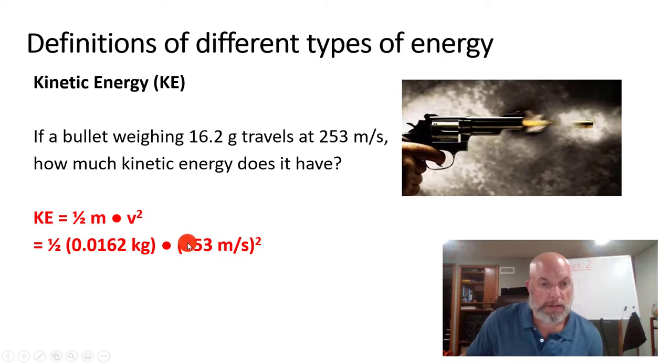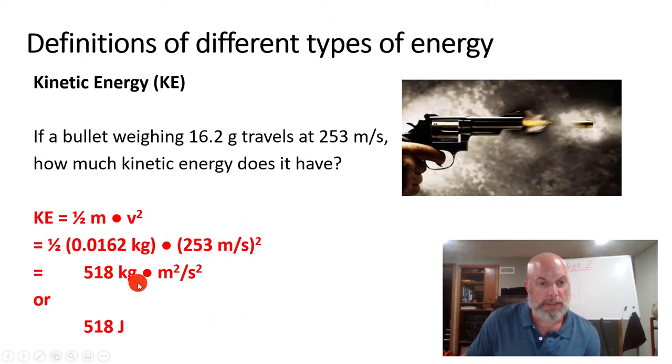And so you're squaring this number because we're putting it into joules. Don't worry about squaring the units. It comes out to be kilogram meter squared per second squared, which is a joule. As long as you start with the right units, the answer is going to be in joules.